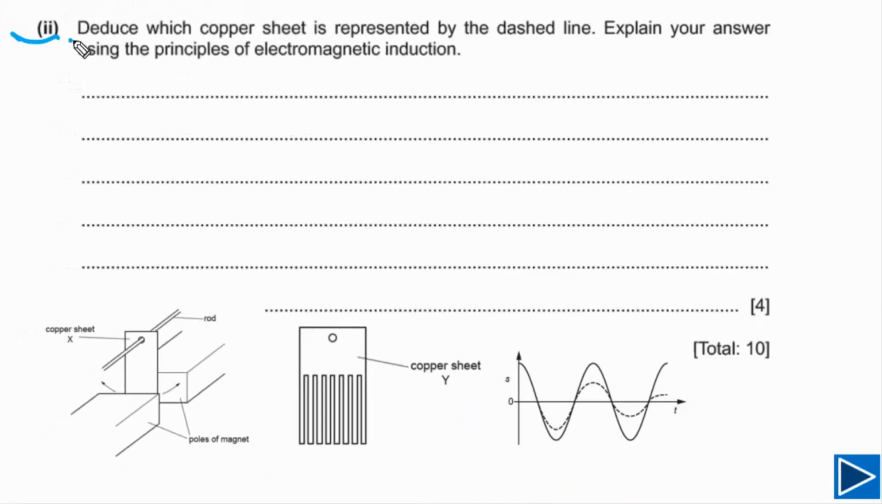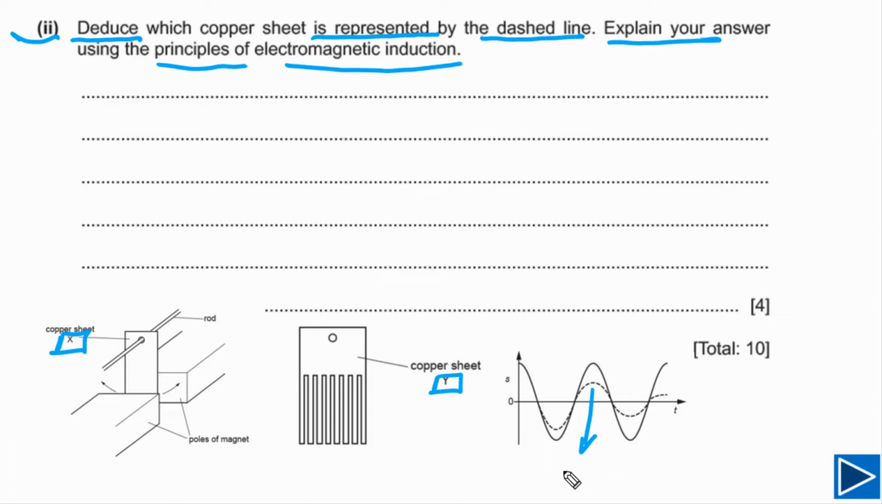For the second part, we need to deduce which copper sheet is represented by the dashed line, and we need to explain our answer using principles of electromagnetic induction. So this one is X and this one is Y. We need to find out which copper sheet is represented by this dashed line. First of all, let me show you what is happening in this case with the help of animation, and then we will come back and write down the answer for this question.